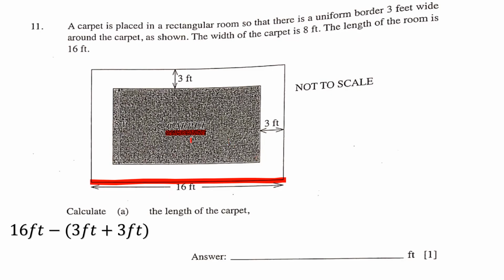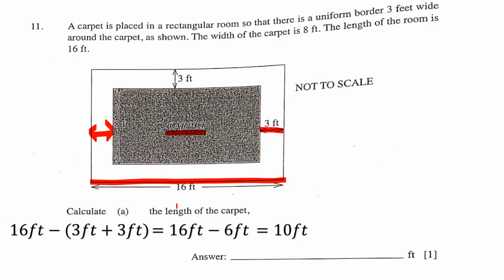The carpet is not that big. The carpet is missing this side, and it's also missing this side as well. So if we subtract 3 feet and 3 feet from that long length, then we can get how long the carpet is. That's what we're going to do: 16 feet minus 3 feet minus 3 feet, so that's 16 minus 6 feet.